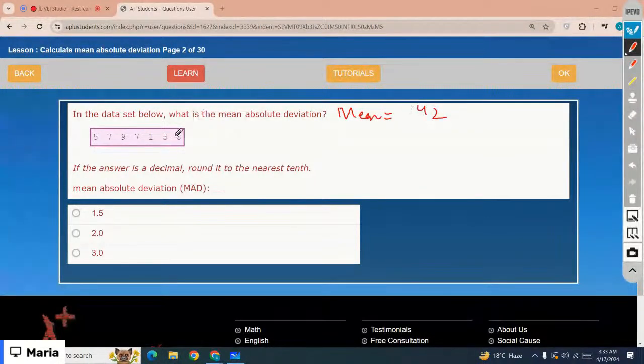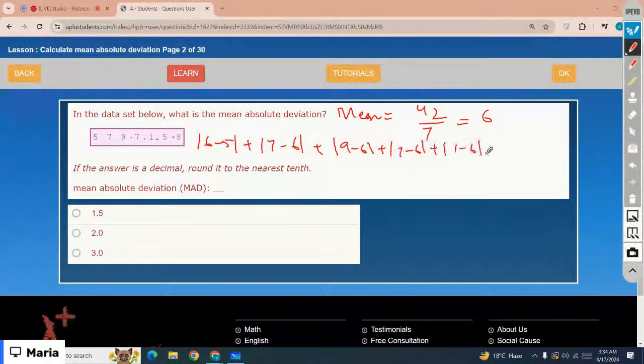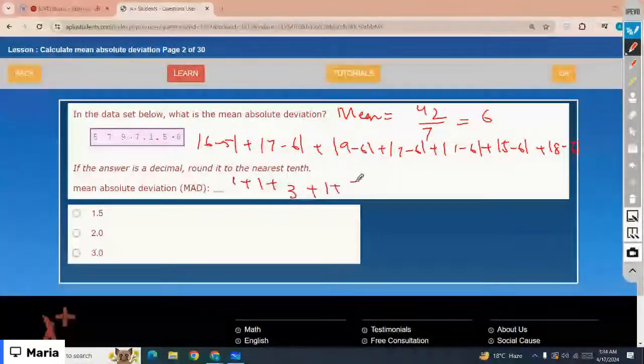They are 1, 2, 3, 4, 5, 6, 7 in number. So 42 divided by 7 is 6. The correct option is 6, right? Now you have to do 6 minus 5, 7 minus 6, 9 minus 6, 7 minus 6, 1 minus 6, 5 minus 6, and 8 minus 6, right? So 6 minus 5 is 1, 7 minus 6 is 1, 9 minus 6 is 3, 7 minus 6 is 1, 1 minus 6 is 5, 5 minus 6 is 1, and 8 minus 6 is 2.